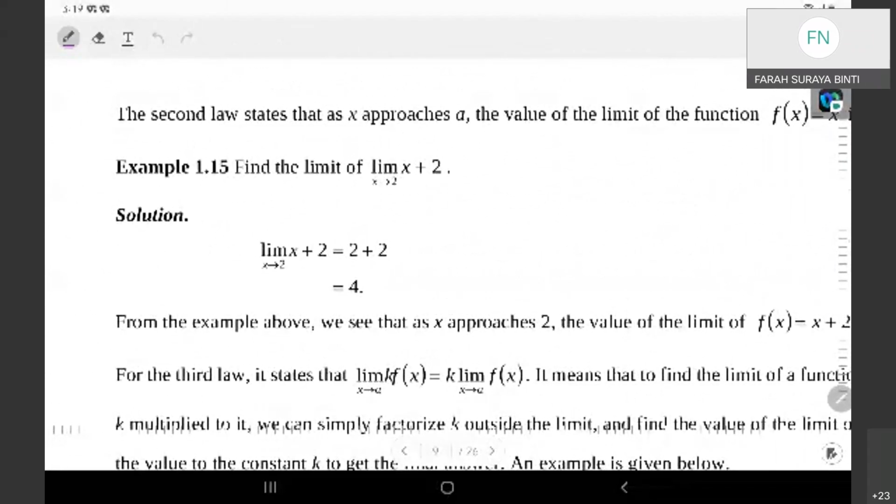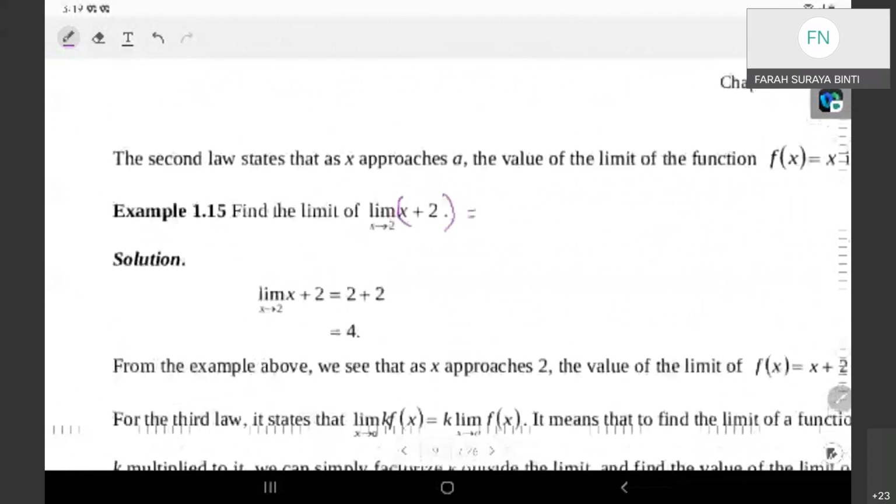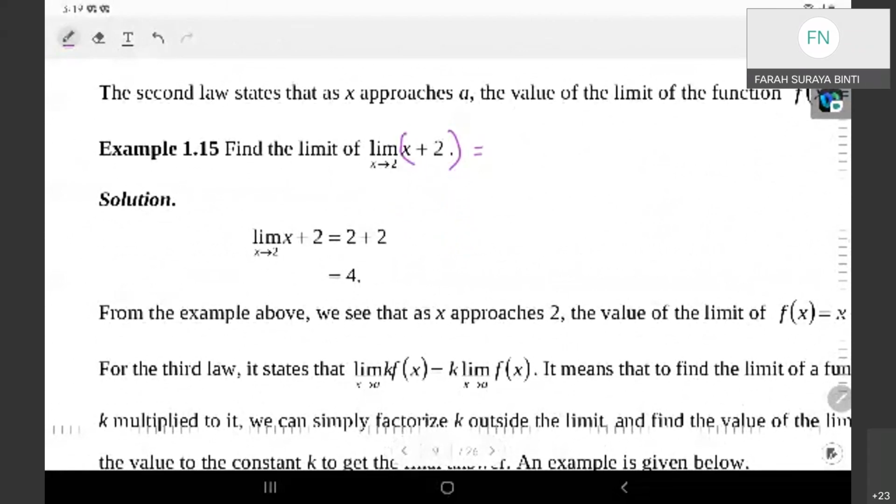Dan ni pula. Awak tengok function dia x plus 2. First kali awak kena boleh guna law number 4 tadi iaitu kita splitkan limit dia. The first one is limit x approach 2 for function x plus limit x approach 2 for the function 2. Okay. And then the first term ni kita boleh apply law number 2. So jawapan dia 2. Ini pun jawapan dia 2. So dapat jawapan 4. Macam tu.